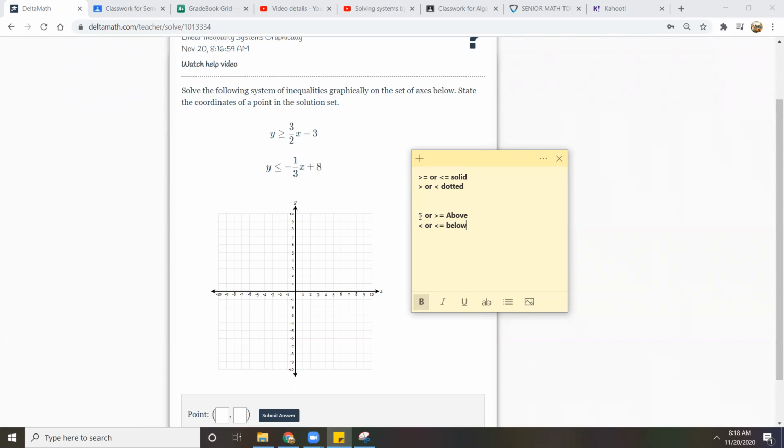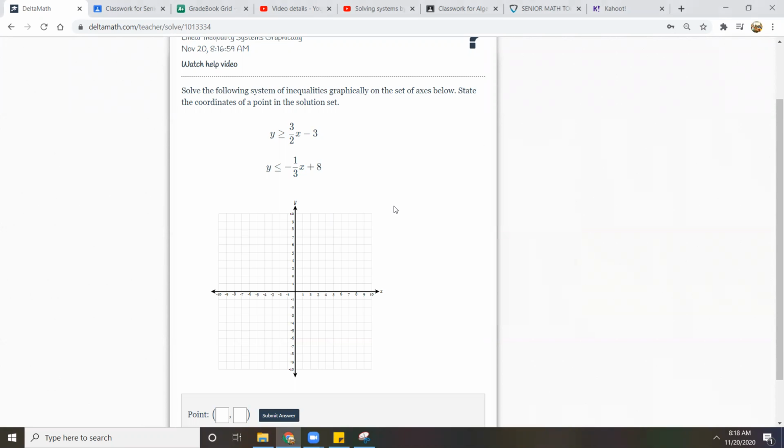If your inequality is greater than, you shade above your line. If it is less than or less than or equal to, you shade below. So let's look at this example. We're going to graph this top inequality first.